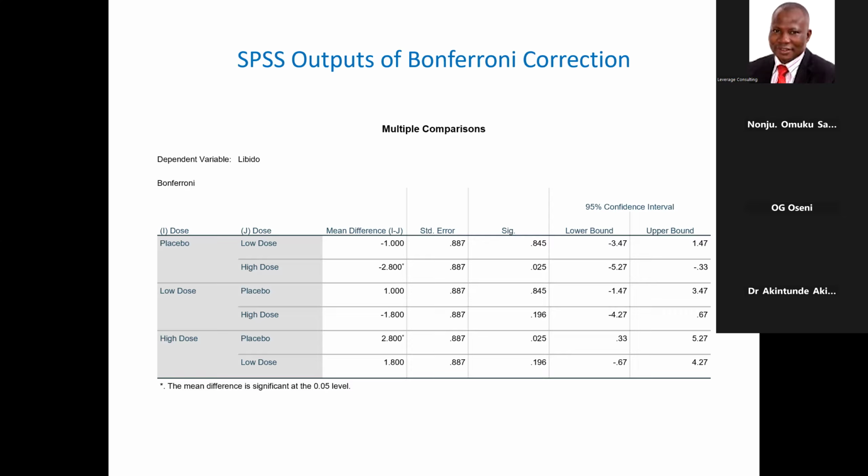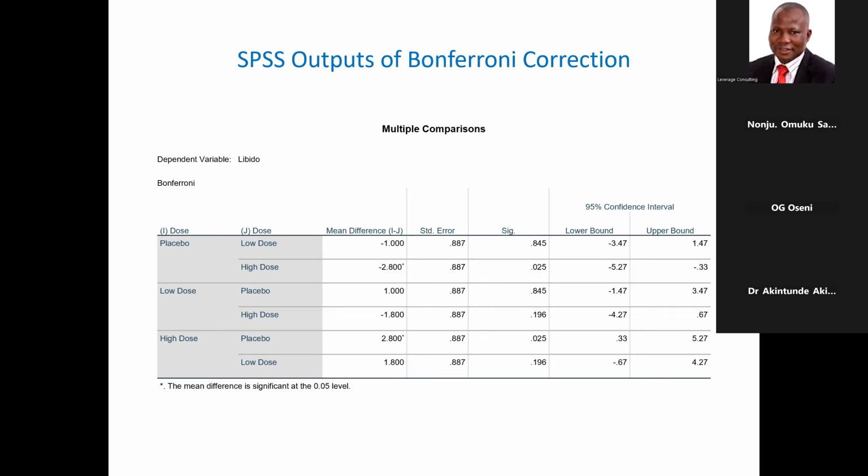If you look at the placebo and high dose, you see 2.8. You know the mean for the placebo is 2.2, but the high dose is 5. When you remove 2.2 from 5, it gives you 2.8. And that's why I said minus 2.8 or plus 2.8, depending on which one you remove from the other one. The same thing for that 1.8, low dose and high dose. Low dose mean is 3.2, high dose is 5. When you remove 3.2 from 5, it gives you 1.8. Either minus 1.8 or plus 1.8, depending on which one you remove.